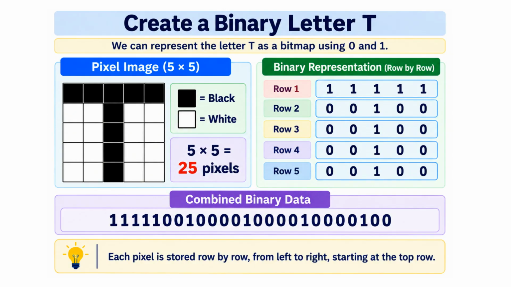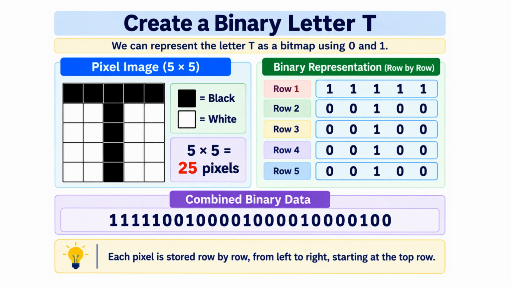Now let's create a simple binary representation of the letter T. Here, we have a 5 by 5 pixel grid. That means the image contains 5 times 5 equals 25 pixels. We use black pixels to create the letter T and white pixels for the background. Now we convert the image into binary, one row at a time. The first row contains 5 black pixels, so it becomes 1, 1, 1, 1, 1. Each of the remaining rows becomes 0, 0, 1, 0, 0.